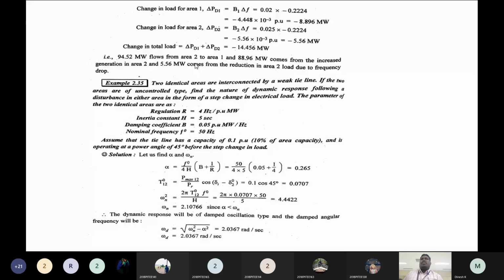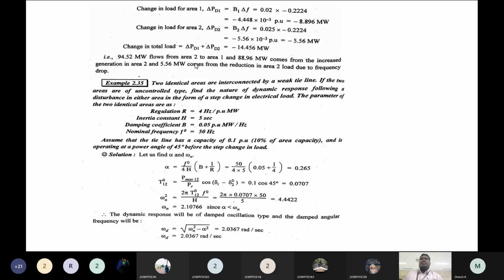Regulation R is 4 hertz per unit megawatt. Inertia constant H is 5 seconds. Damping coefficient B is 0.05 per unit megawatts per minute. Nominal frequency is 50 hertz. Assume that the tie line has a capacity of 0.1 per unit, 10% of area capacity, and is operating at a power angle of 45 degrees before the step change in load.